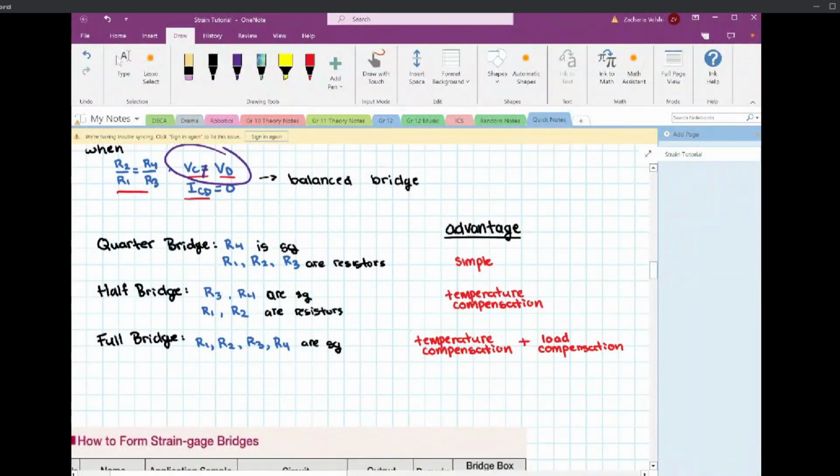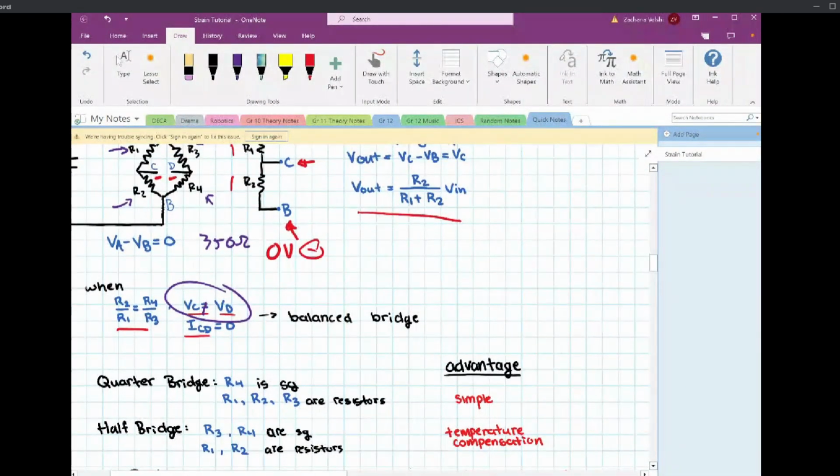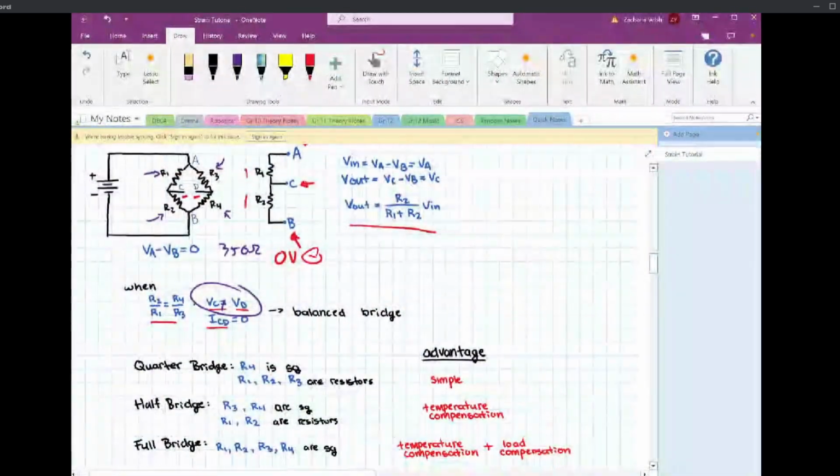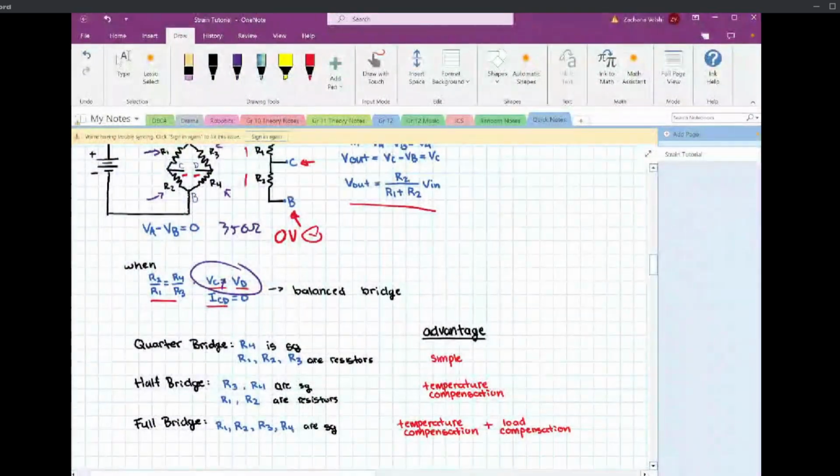For a quarter bridge, R4 is the one strain gauge, and the rest are all the same. It's really easy to get into. You can just put one strain gauge on, and the application method is really easy. Then you just find three other resistors that are more or less exactly the same, 350 or 120 or whatever your case is. And then you do your Wheatstone bridge construction and amplify that value of VC minus VD.